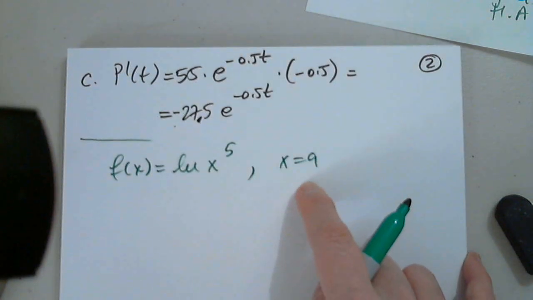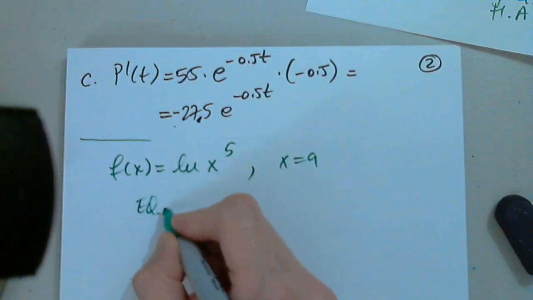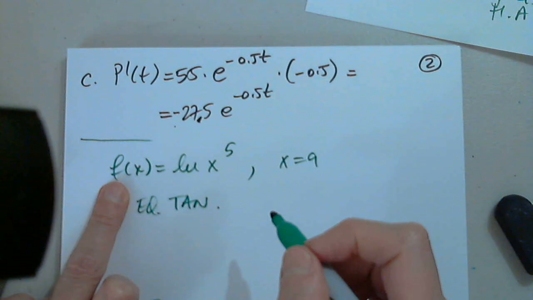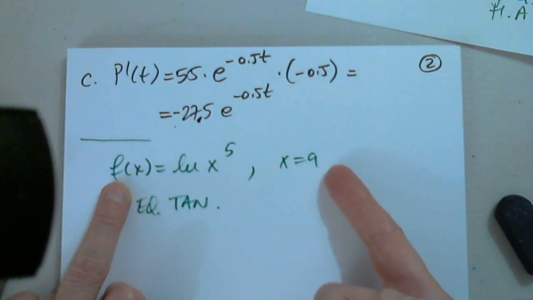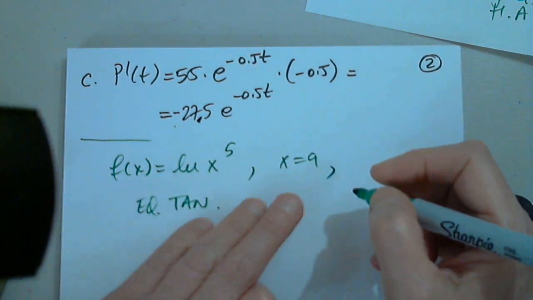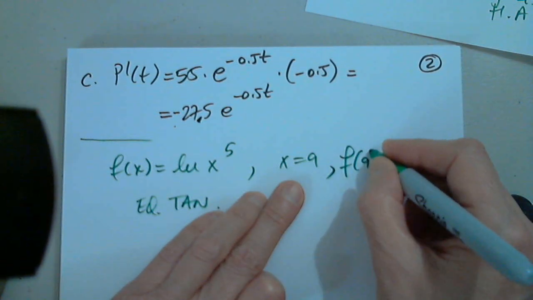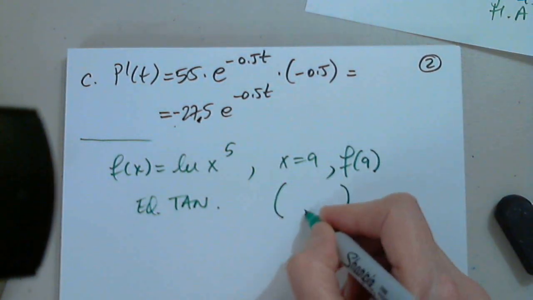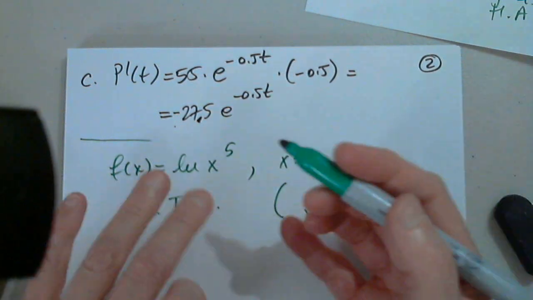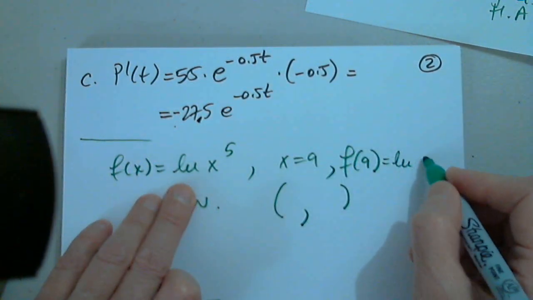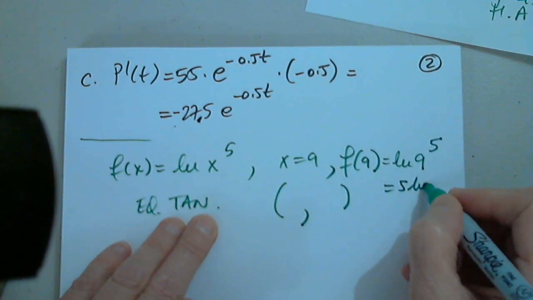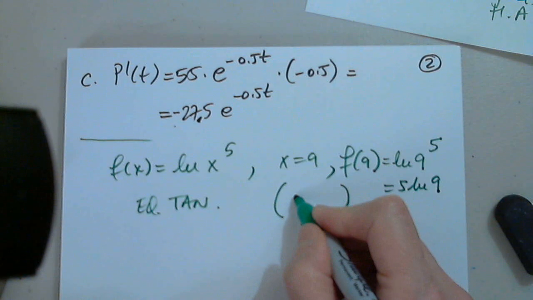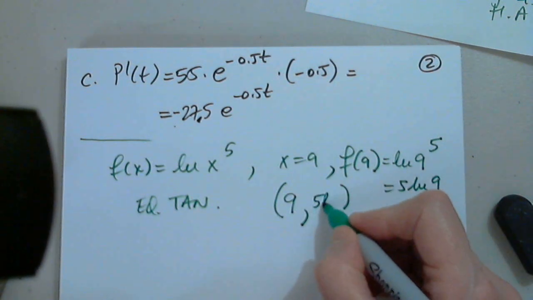Good. So we want to find the equation of the tangent line to the graph of this at the point with x equals 9. Am I correct? Yes. Perfect. First of all, once I have x, I have to determine y. I do not have the point yet. So I can leave it just plugged in as natural log 9 to the 5th power, or you can write it as 5 natural log 9. So that the point is 9, 5 natural log 9.